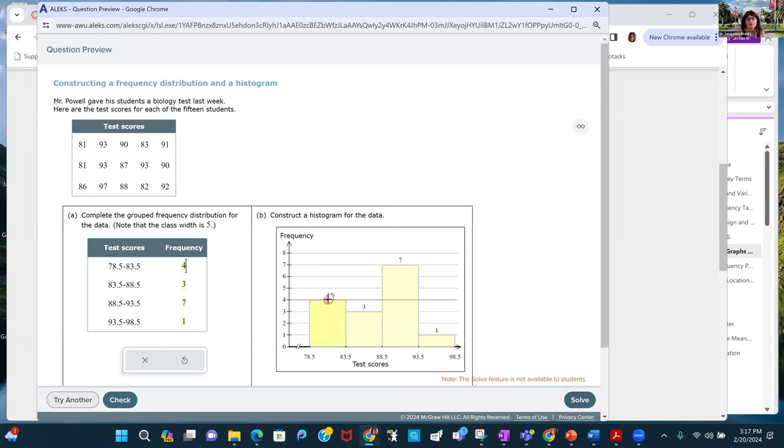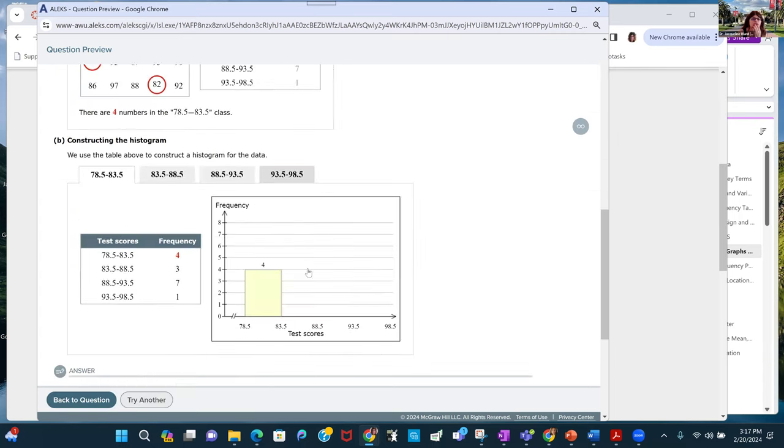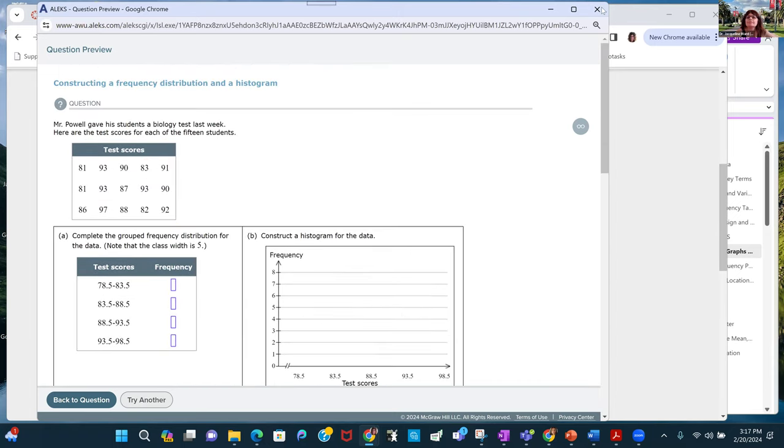Just in the interest of time. Okay. They talk more about the class widths on this problem, or maybe it's another one.